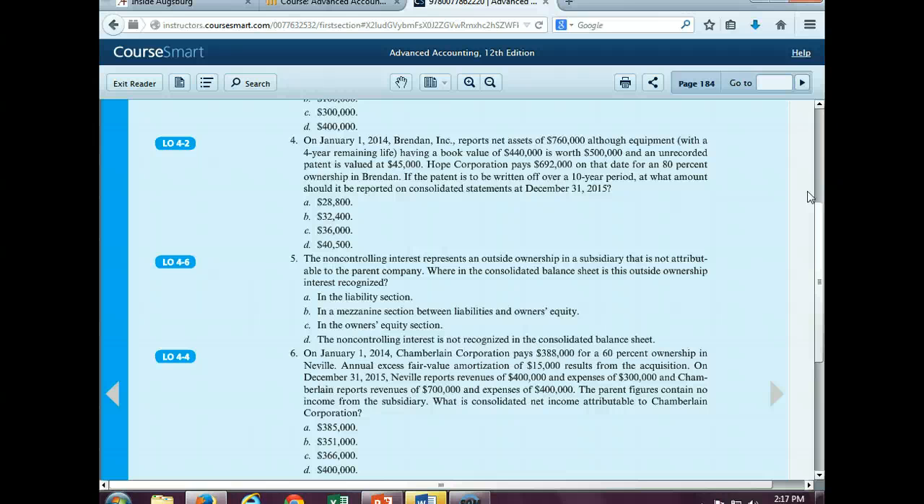Who said it? Okay, I don't have to leave. The owner's equity section. Guys, don't forget that.